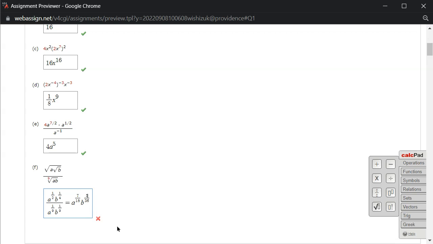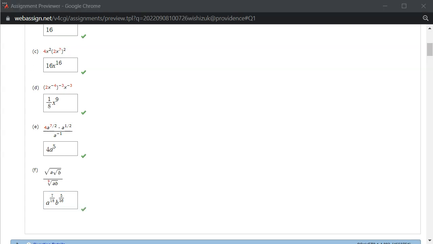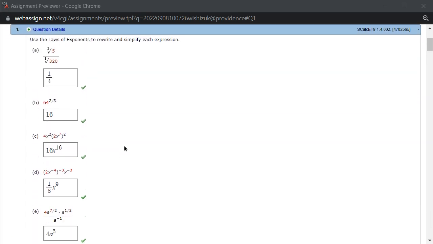I'm going to get rid of the original one. All I did was, 1/2 minus 1/9 gives you 7/18, and 1/4 minus 1/9 gives you 5/36. Let's check the answer. I came back and it looks like we got the last part correctly. That's it. I hope that this was clear.